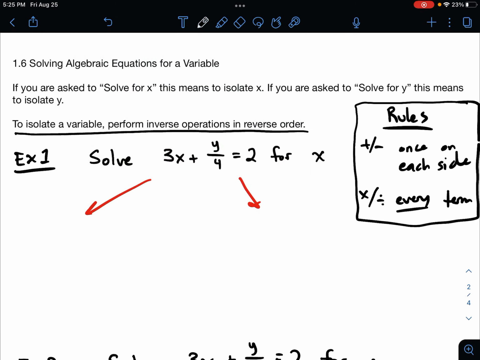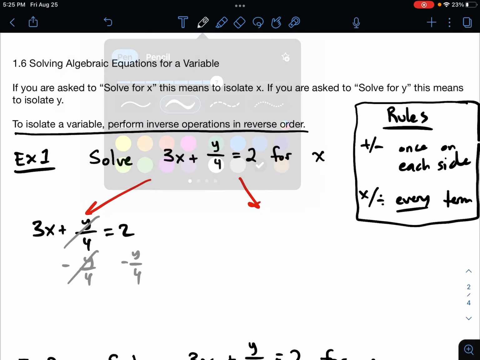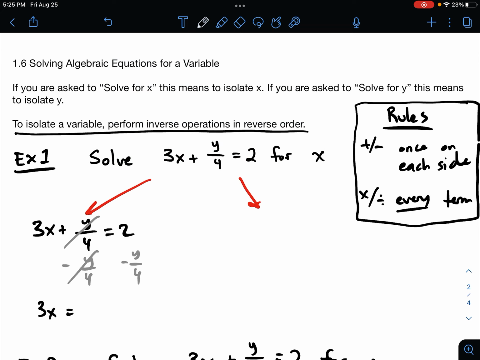The first way, well, if I'm trying to solve for x, that means that I want this x all by itself. So I'm going to have to move this 3 at some point. I'm going to have to move this y over 4 at some point. So one thing I could do is if I have 3x plus y over 4 equals 2, I could go ahead and use inverse operations. So I'm going to go ahead and subtract y over 4, because the opposite of plus y over 4 is minus y over 4. These will cancel, and now my new equation is 3x equals 2 minus y over 4.